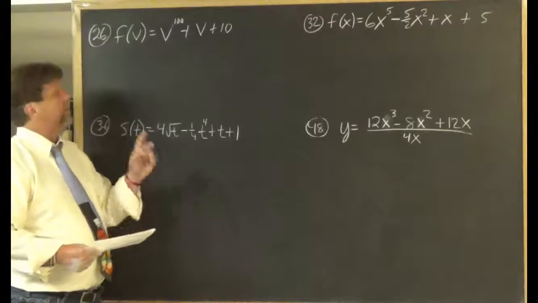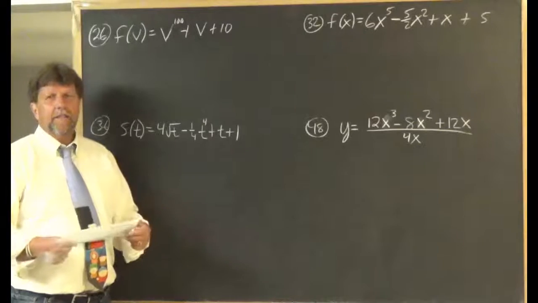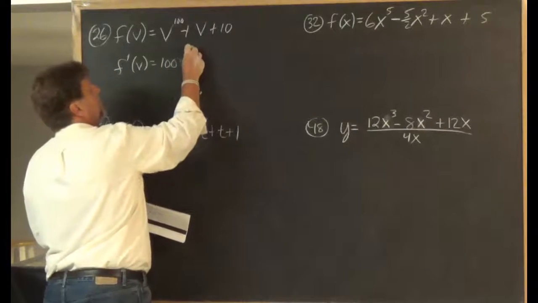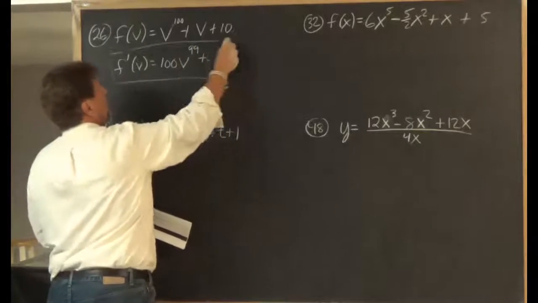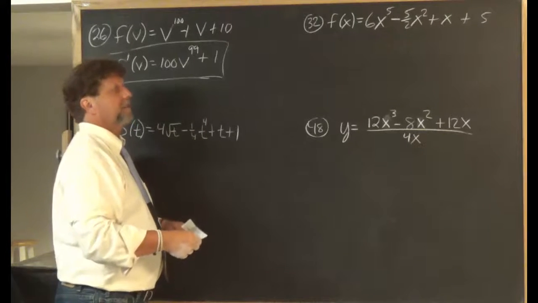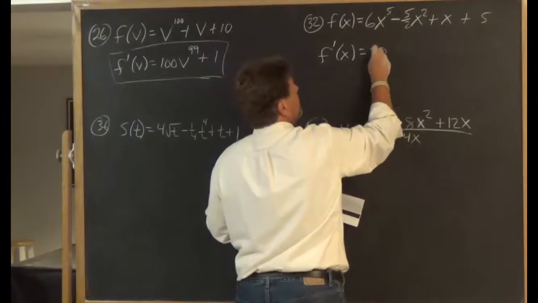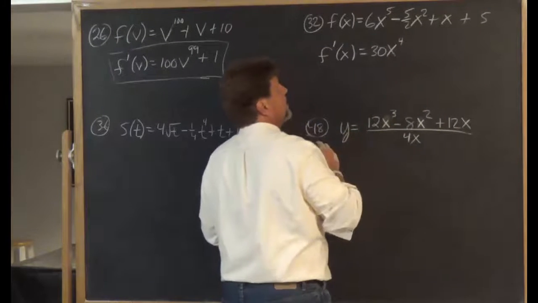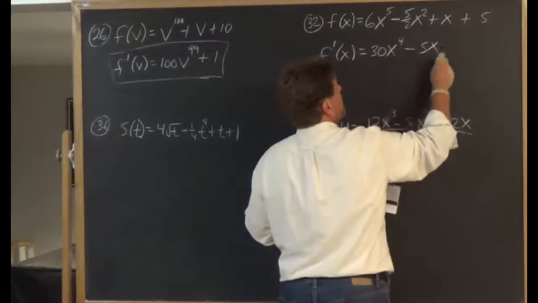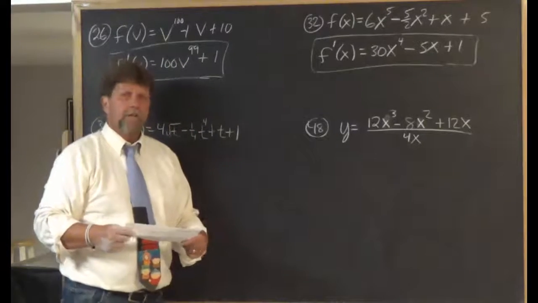Hey folks, in number 26 you were given the function f of v equals v to the 100th plus v plus 10. You're asked to get the derivative. Very quickly, you should have gotten the derivative to be 100v to the 99th plus 1. Boom, done. In 32, you were given f of x equals 6x to the 5th minus 5 halves x squared plus x plus 5. So the derivative is, see the 5 comes out front, so we get 30x, subtract 1, so 30x to the 4th, minus 2 comes out front, so 5 halves times 2 is 5x to the 1st, and then the derivative of x is 1. Well, the derivative of the constant is 0. So that's it. That's the derivative for 32.